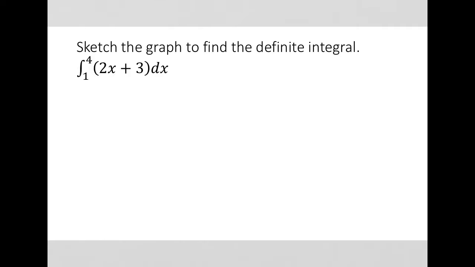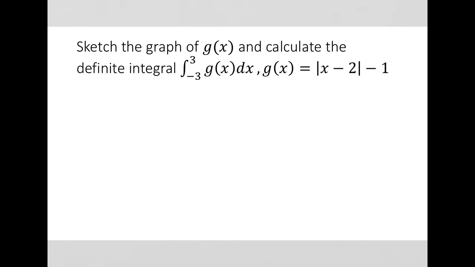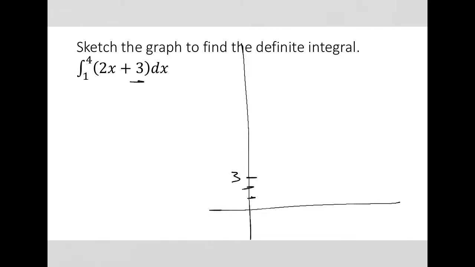Alright, well now let's do one without having the actual graph here. We want to find the definite integral between 1 and 4 of this function, 2x plus 3. So let's sketch a quick graph of it and see how we can find that area. So, first off, things I know: it's starting at the y-intercept of 3, because of that plus 3 right there, so I know that is my starting point. And then I know that my slope is 2.